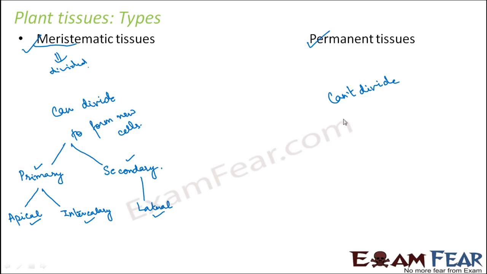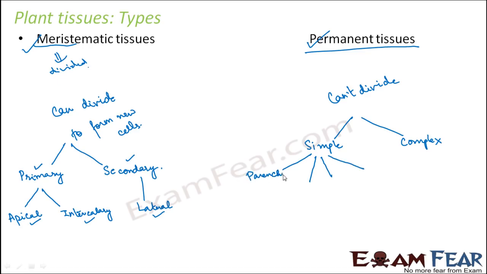In a very similar way, permanent tissues are also classified into two types. One is simple permanent tissue and the second one is complex permanent tissue. Again, simple permanent tissue is divided into various types. What are these types? These are parenchyma, collenchyma, sclerenchyma and epidermis. These are all the different types of simple permanent tissue.